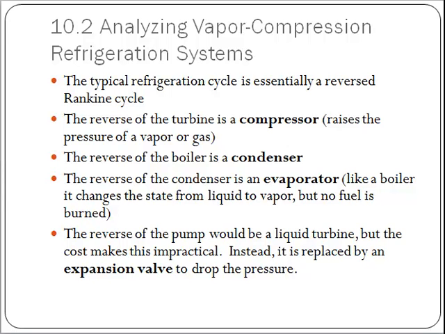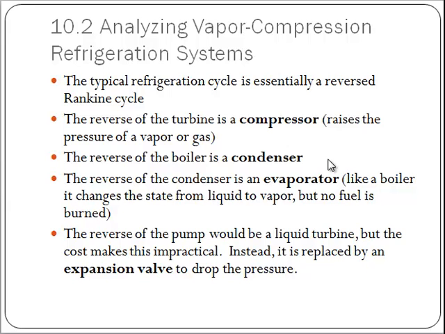Okay, so let's look at vapor compression refrigeration systems now. Essentially, these are reversed Rankine cycles. So if I just think component by component of the Rankine cycle and reverse it, a turbine, if I reverse that, is going to be a compressor. Whereas a turbine produces power and decreases the pressure of the gas, a compressor is going to take that same gas, but it's going to increase the pressure and require work input.